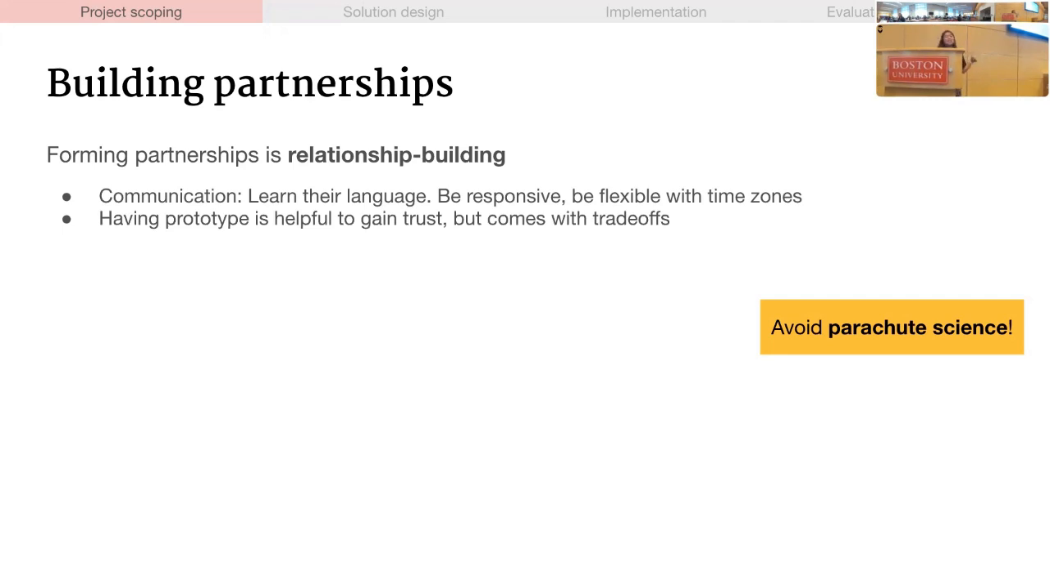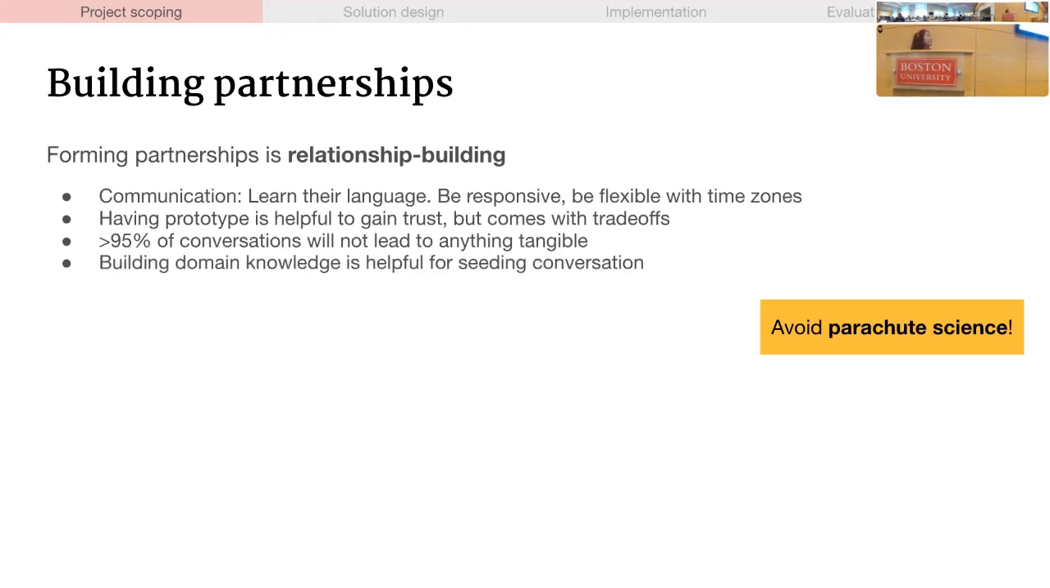Some folks are really intentional about having a prototype of a possible solution before they start trying to seek out partnerships. But one challenge with that is that if you have a prototype, you've already decided how you're going to build that solution, and that might not end up being the most effective way of going about it. So you're imposing a solution at that stage. That's something to consider. And a lot of these conversations won't lead to anything substantive, but it's all part of that process.